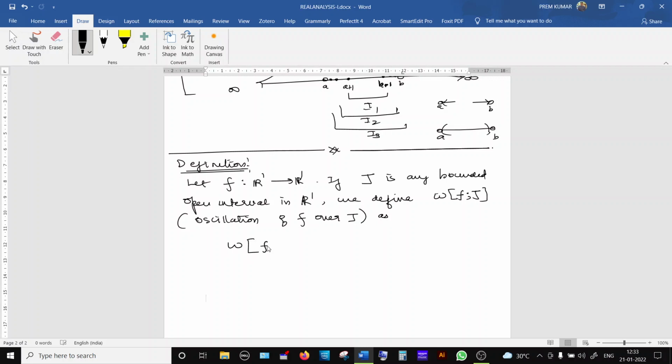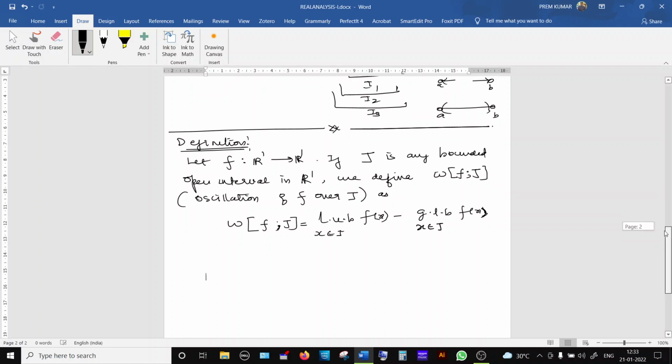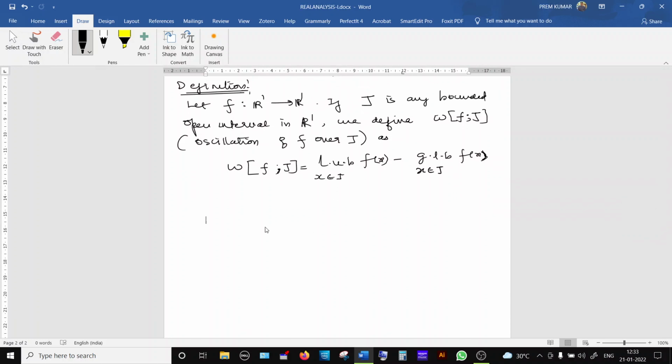What is this omega of f semicolon J? It's nothing but the difference between the LUB and GLB of all the function values: LUB of all f of x, where all these x come from J, minus the GLB. This is called the oscillation of the function over the set J. Now we are going to define the oscillation of a function at a particular point.